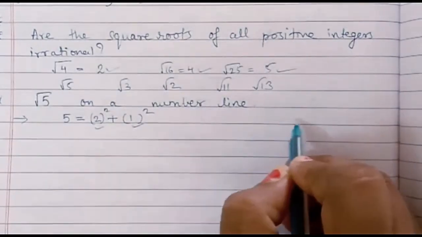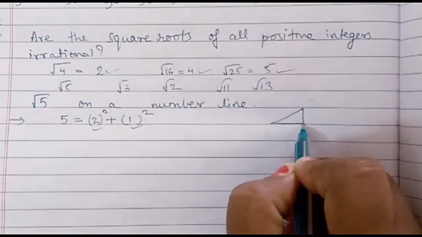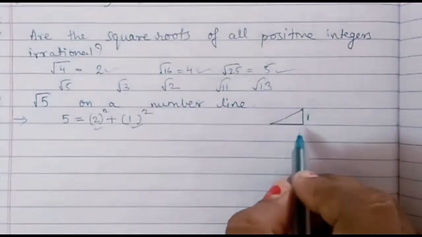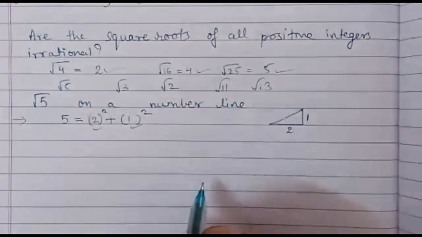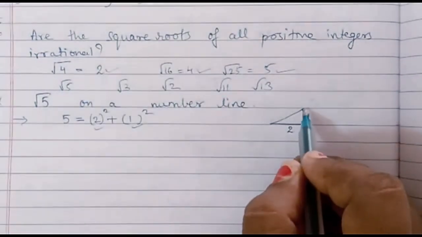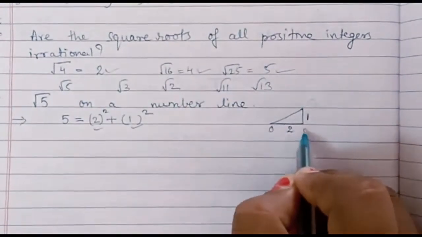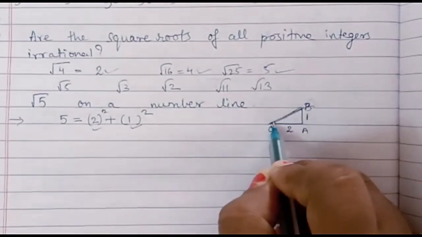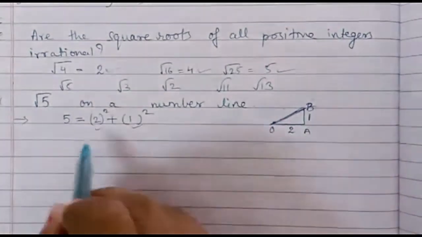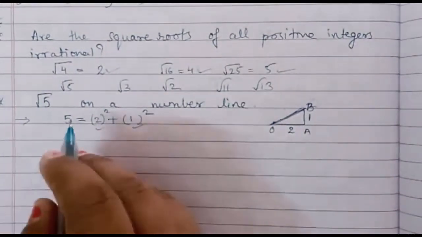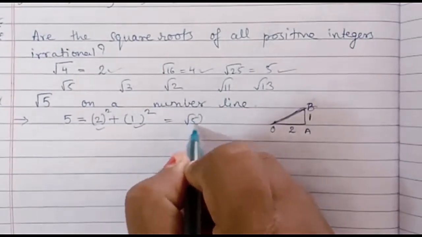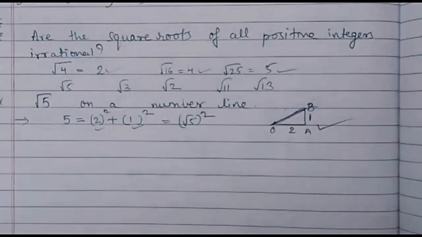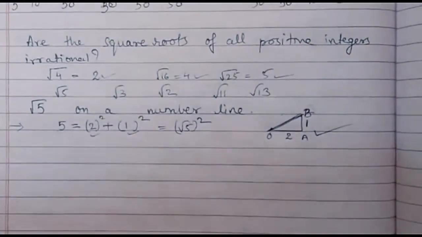Means we are going to construct a small triangle. This is just for an example. Suppose the height is equal to 1 and the length of the base is equal to 2. So according to Pythagoras theorem, OA square plus AB square is equal to OB square. So OB square will be root 5 the whole square. So this 5 can be further written as root 5 the whole square. Okay, so first we need to prepare such a right angle triangle. Let us see how to draw that triangle.